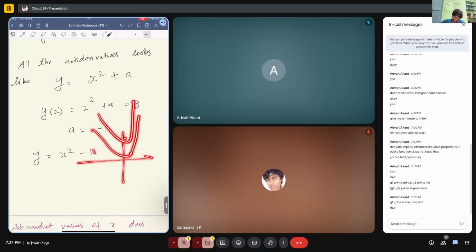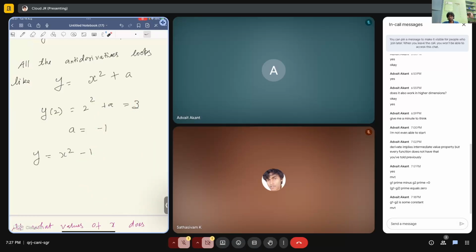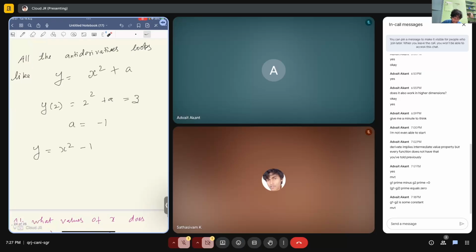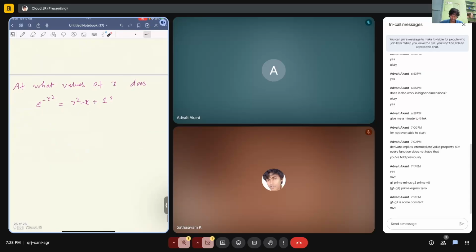And you can translate it below also. So you have families of functions like that. But if I know what my function value is at this point, let's say at this point my function value is 1, then this is the only curve that has that particular property. So that is what we are trying to do. Let's move on to the next question here.